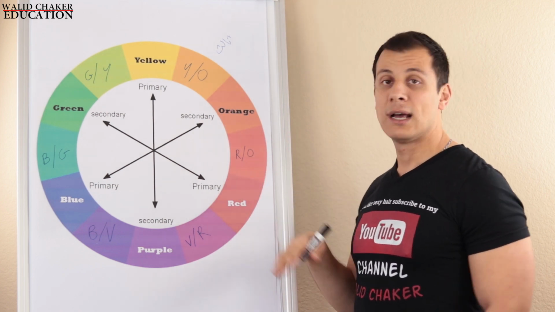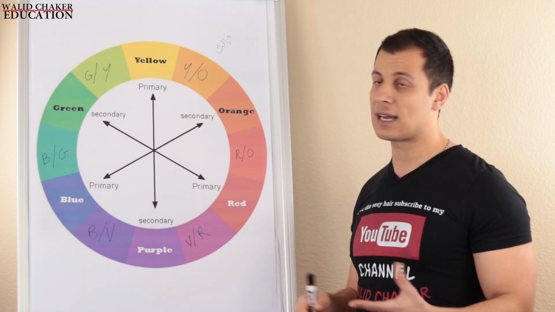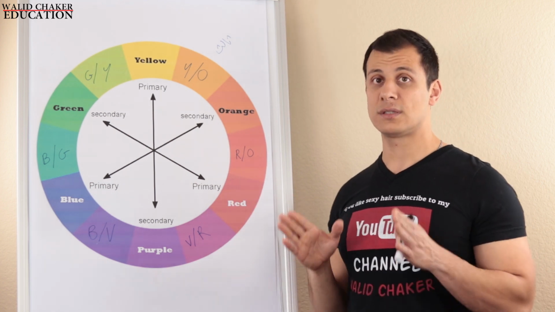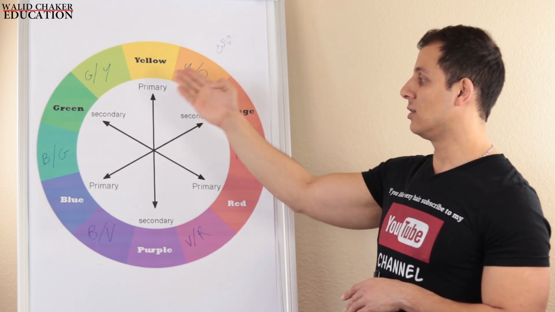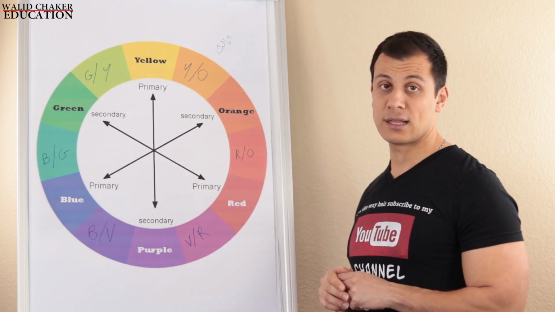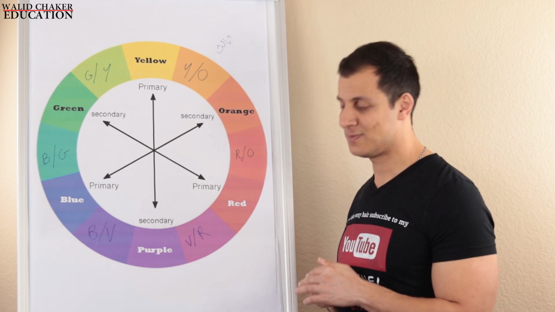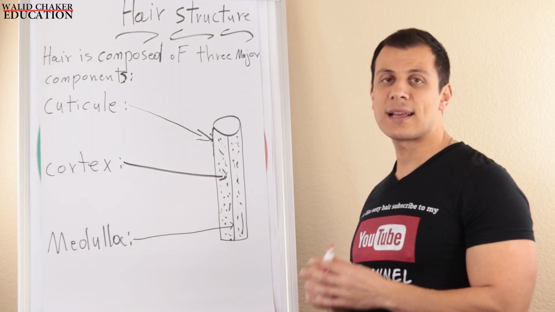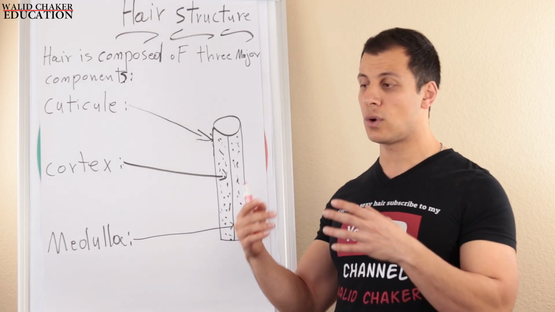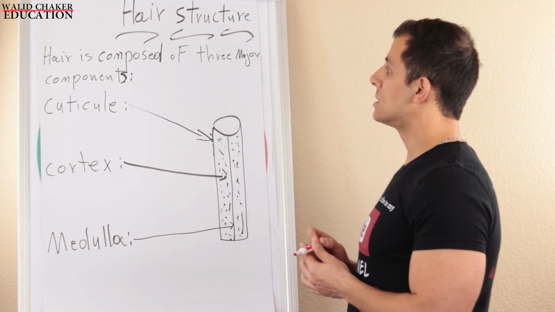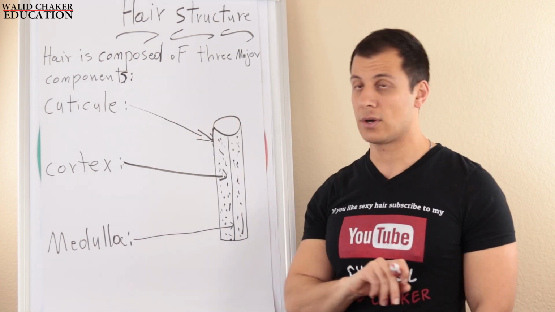I'm sure we still have a long way to be a colorist or to understand color more, but this is the first thing as a colorist you have to understand: those primary, secondary, and tertiary colors. So let's go to the next step. Okay guys, so the second thing we have to understand as a colorist is the hair structure. We have to know what the hair is. So the hair is composed of three major components, okay?